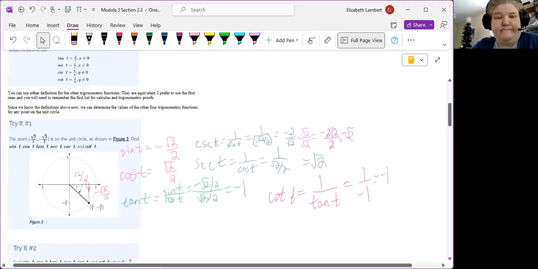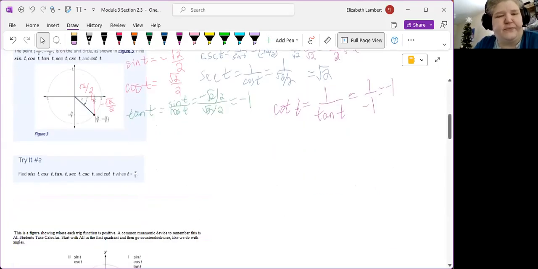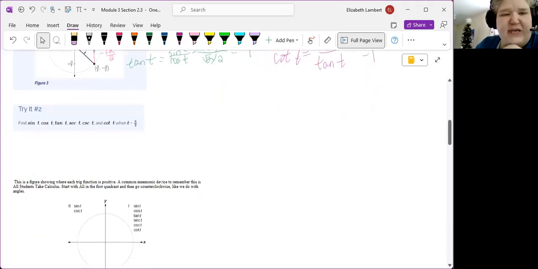All right. So that is taking a point on the unit circle and then generating all of this. There are a couple other ways to do it. We could have, instead of drawing that triangle, made a different triangle to generate all of the functions from. It all works. All right, number 2 here, same thing again, find all 6 trig functions and they give us an angle when t is pi over 3.